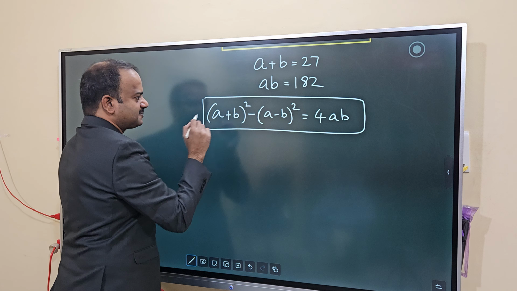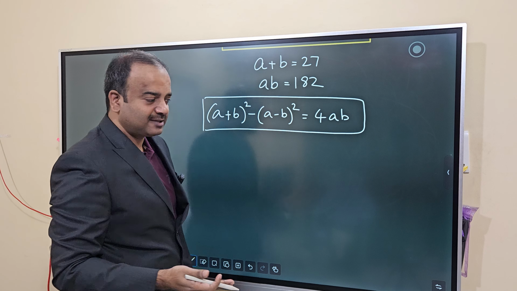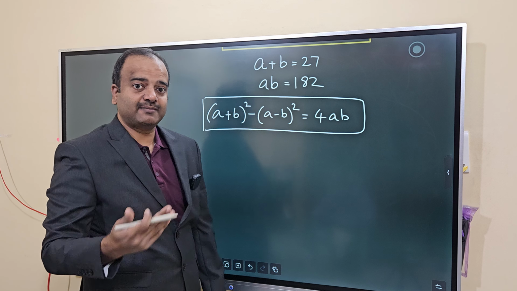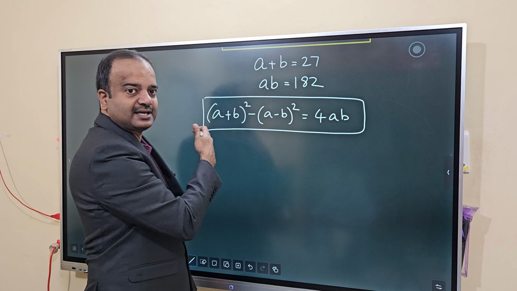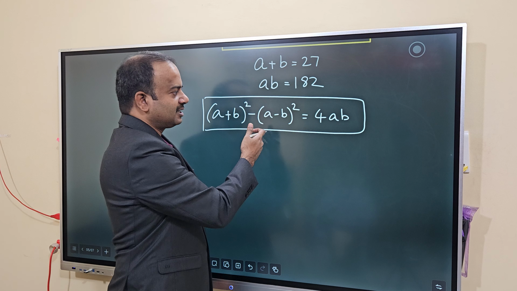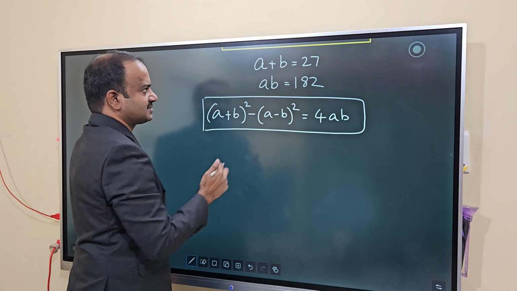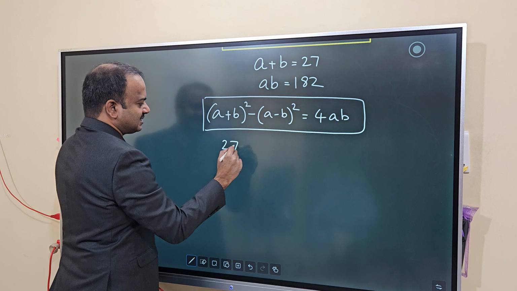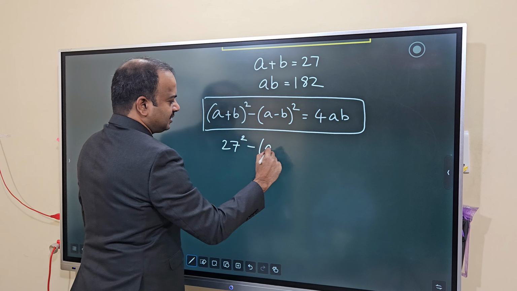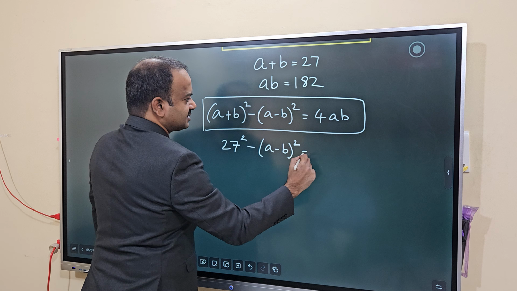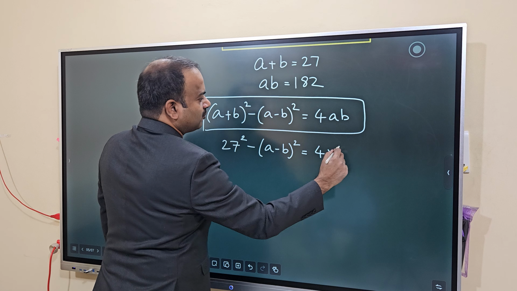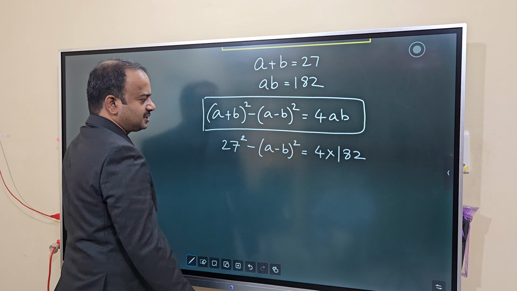If you expand a plus b whole square, it will be a square plus b square plus 2ab. And this will be a square plus b square minus 2ab. Because it's minus, a square and b square get cancelled and it will remain 4ab. This is the formula. So let me substitute these values in this formula. Now I'll be writing here 27 square minus a minus b whole square is equal to 4 into 182.